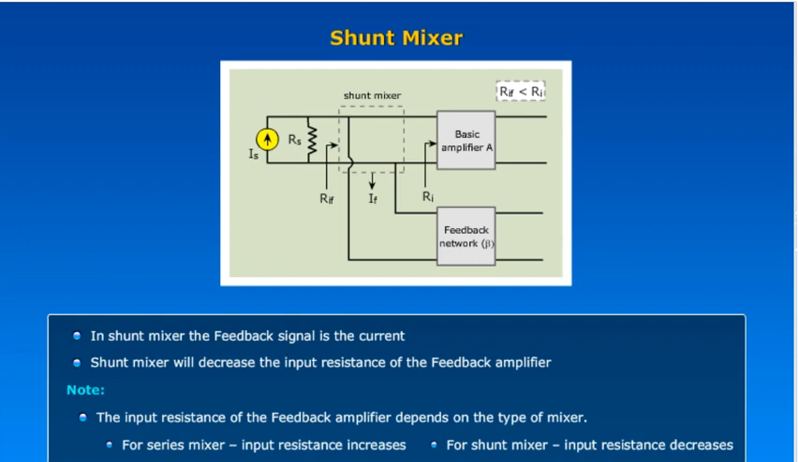For series mixing, the input resistance increases. For shunt mixing, the input resistance decreases. And when you're using series mixing, the signal source must be a voltage, whereas in shunt mixing, the signal source must be a current.